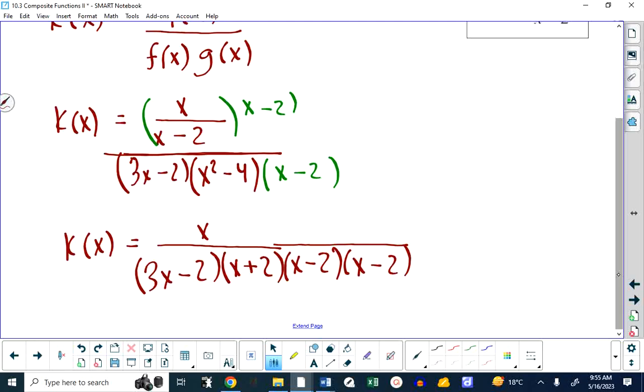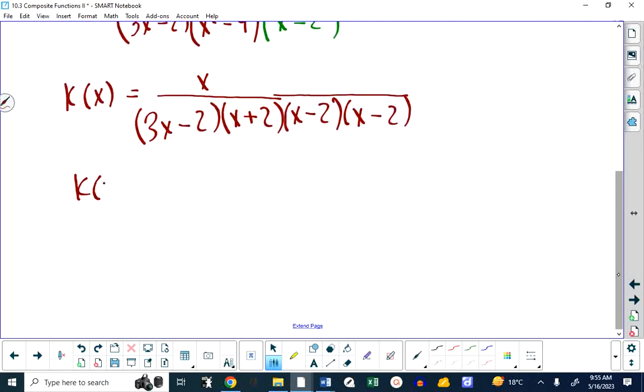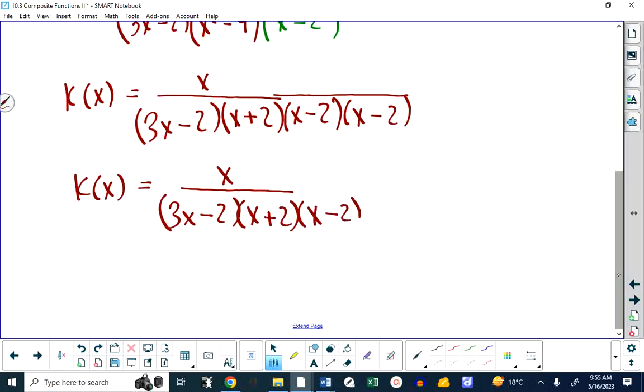Nothing cancels. The only factor we have on the top is x. I don't have a factor of x on the bottom. So we can write our final answer in factored form as x over 3x minus 2, x plus 2, x minus 2 squared.